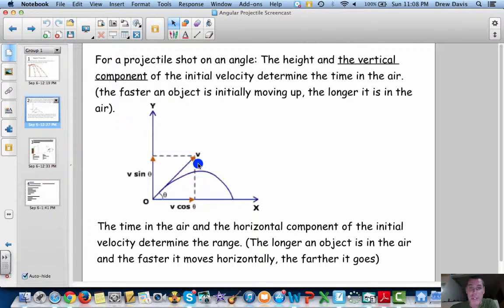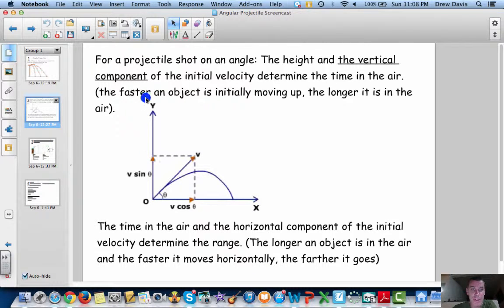What determines the range, or the horizontal distance, is the time it's in the air and the horizontal component of the velocity, how fast it's going in the horizontal direction. In this diagram, this projectile is released at this angle, and it has a horizontal component and a vertical component. These are initial velocity components.